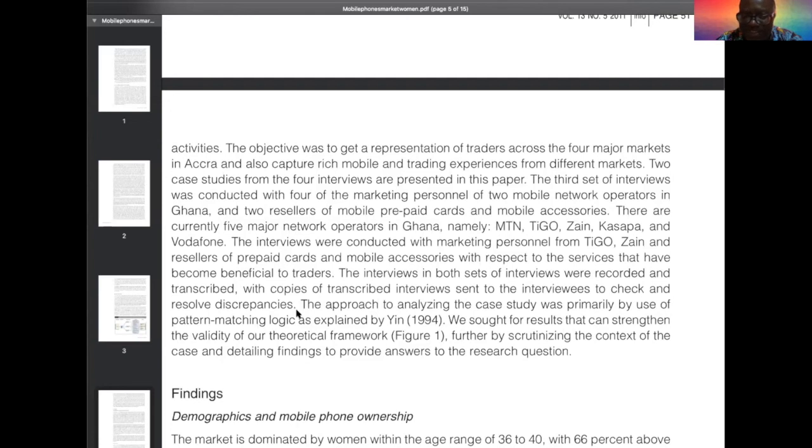Okay, so the approach to analyzing the case study was primarily the use of pattern matching logic, which I'll teach you guys, as explained by Yin. You see, everything is about Yin. And Yin uses more of a positivist approach to handling cases. But because I am a realist, I can draw from both positivist and interpretivist, and I can draw from quantitative and qualitative. So I can draw from many different schools of thought concerning philosophy. That's why you see me using Yin. Now, we sought results that can strengthen the validity of our theoretical framework, figure one, or the conceptual framework, further by scrutinizing the context of the case and detailing findings to provide answers to the research question.